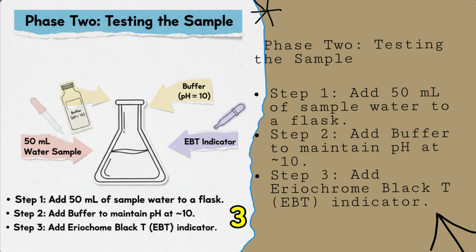Step 3. Add the reagents. Now, we add two crucial chemicals. First, a buffer solution, usually ammonium hydroxide and ammonium chloride. The only job of this buffer is to keep the pH of the water sample at around 10. This is the perfect environment for our indicator to work correctly.